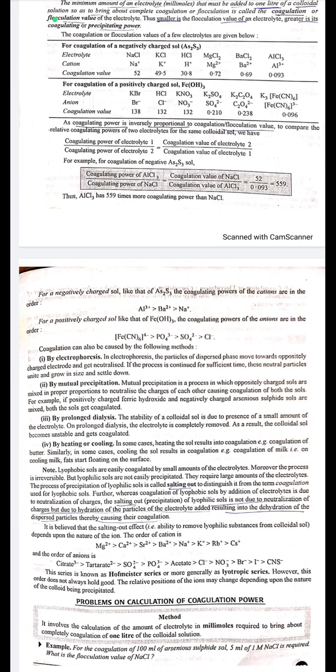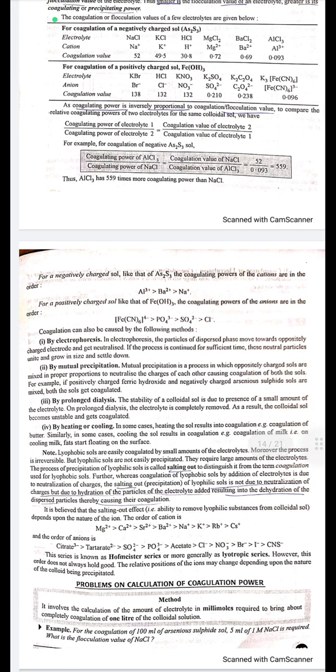For negatively charged sols like that of As2S3, the coagulating powers of the cations are in the order Al3+ then Ba2+ then Na+. For positively charged sols like that of Fe(OH)3, the coagulation powers of the anions are in the order [Fe(CN)6]4- then PO4 3- then SO4 2- then Cl-. Coagulation can also be caused by the following methods.